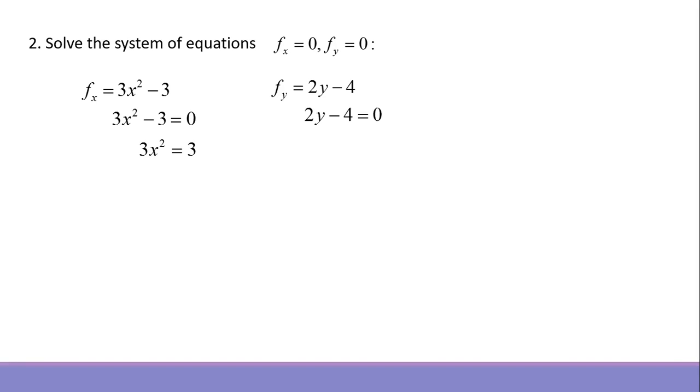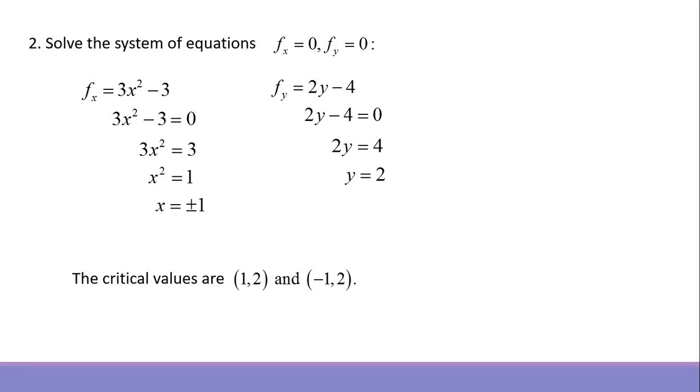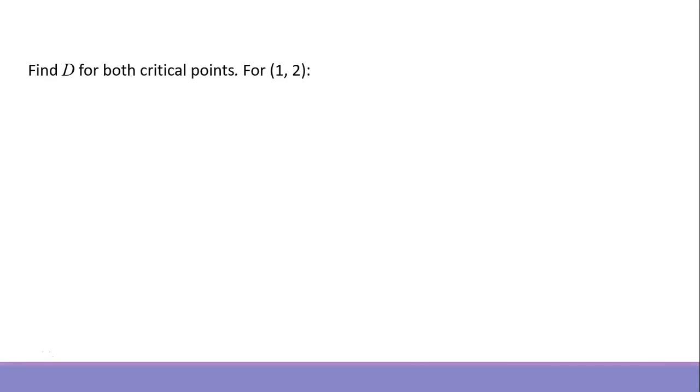So if 3x squared minus 3 equals 0, then 3x squared equals 3, x squared equals 1, which means x is either positive 1 or negative 1. And if 2y minus 4 is 0, then y is 2. So we got 2 x values and 1 y value, so that y value needs to be paired with each of those x values to give us 2 critical values, 1, 2, and -1, 2. So we'll have to find d for each of those points.